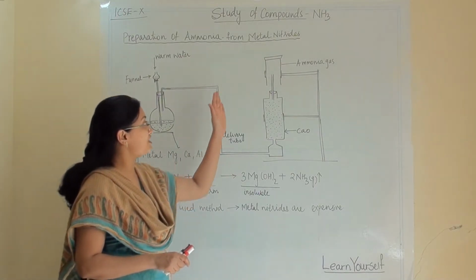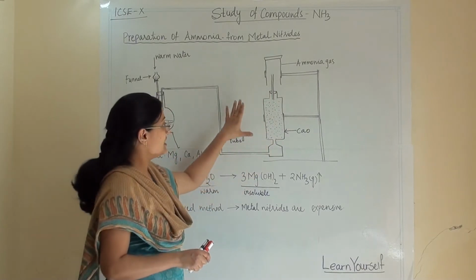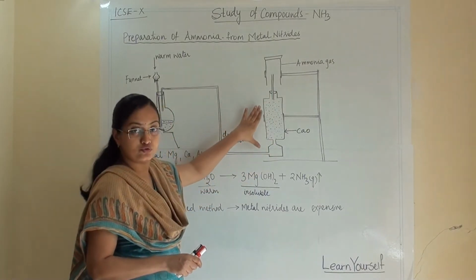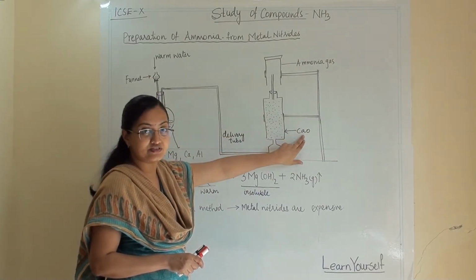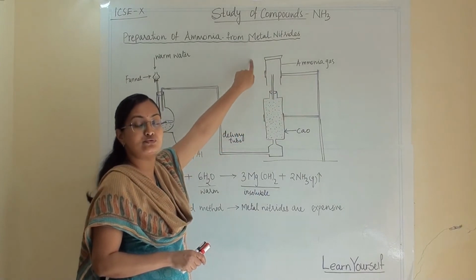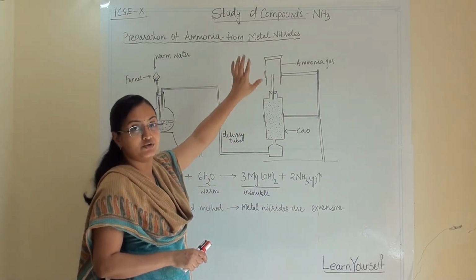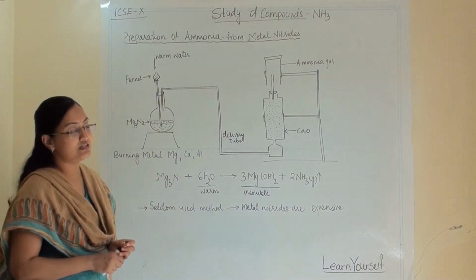Here also we are following the same method: we are passing it through calcium oxide, that is our anhydrous reagent, and then we are collecting ammonia in the inverted flask. You can check that video, the link has been given in the description.